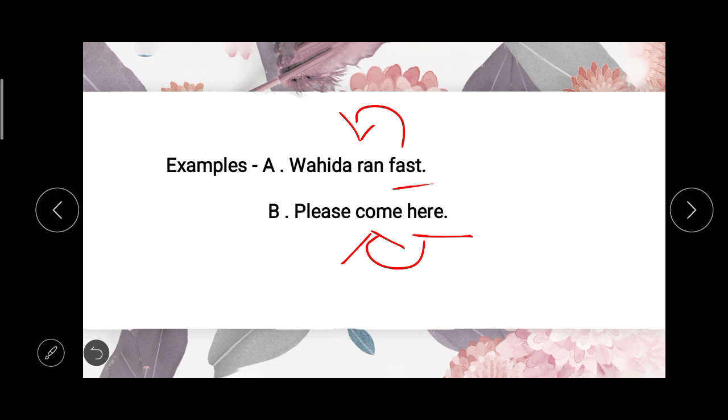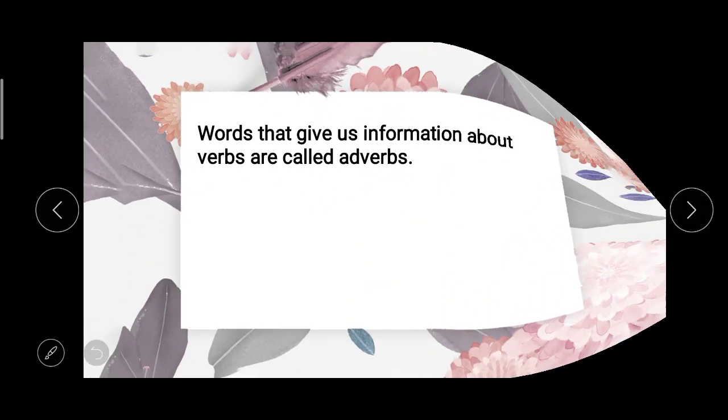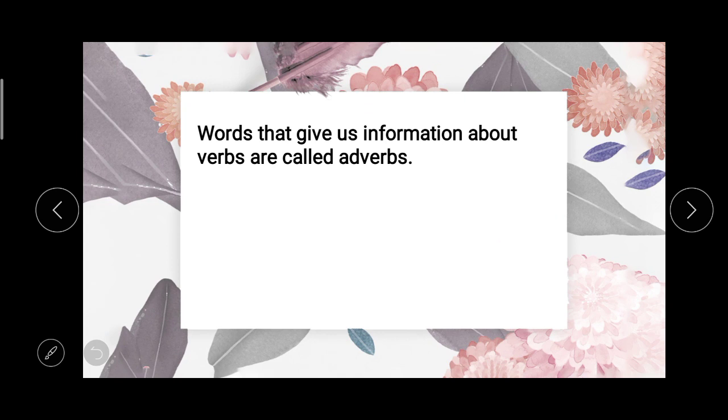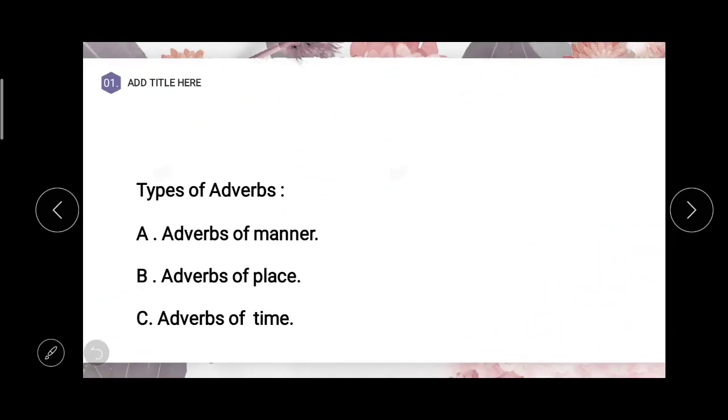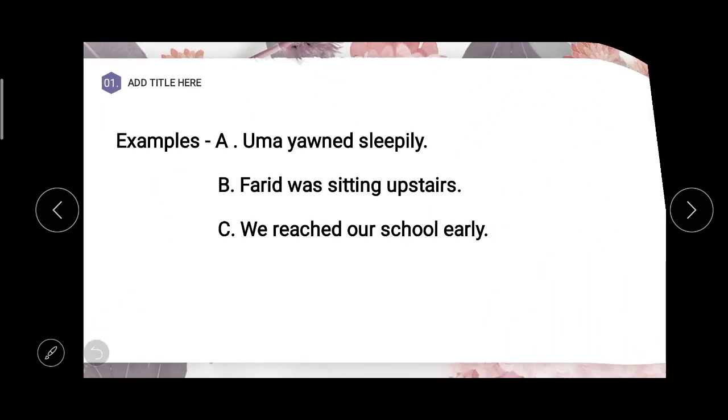So let me show you the definition of adverbs. Adverbs are the words that give us information about verbs. So students, adverbs are mainly of three types, and they are adverbs of manner, adverbs of place, and adverbs of time. So students, to understand these three kinds of adverbs, let me show you some examples of each of these types so that it will become easier for you.